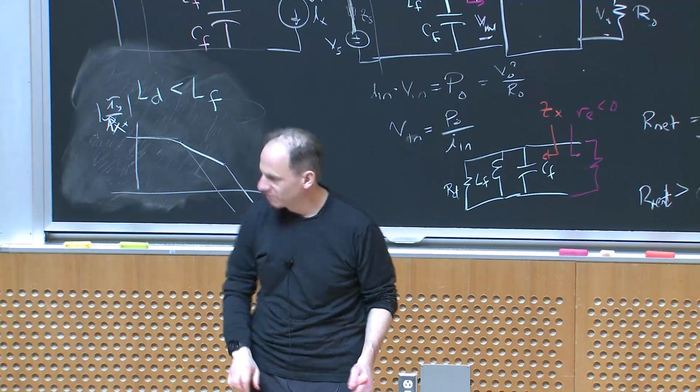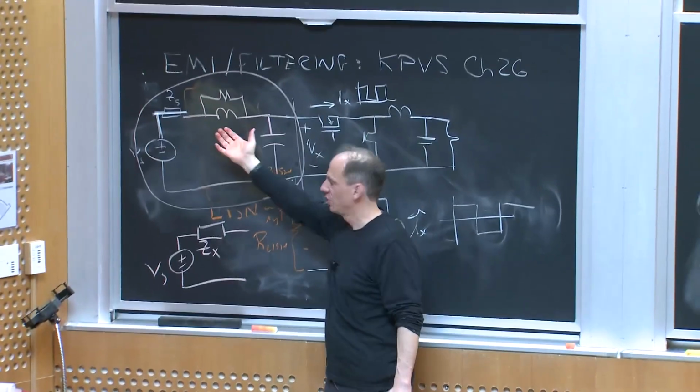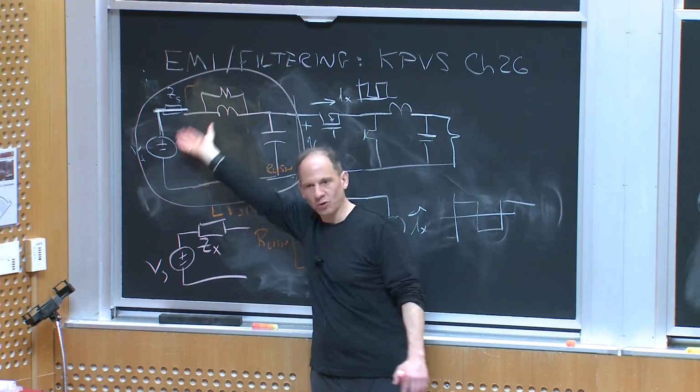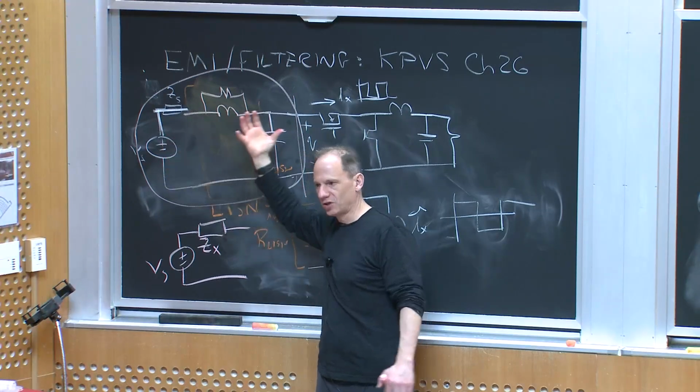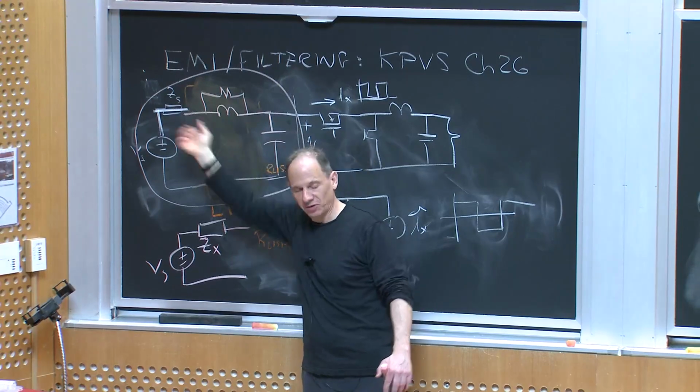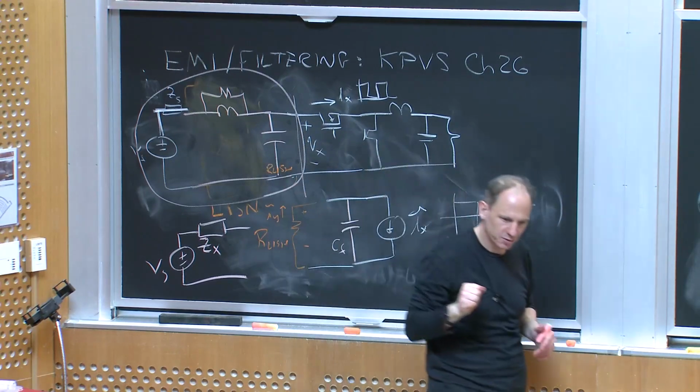The last thing I should have mentioned was, what if this LC filter isn't enough? You can cascade LC filter stages and get more and more attenuation. And again, there are rules for how you want to cascade those filter impedances. And again, those are in the handouts.